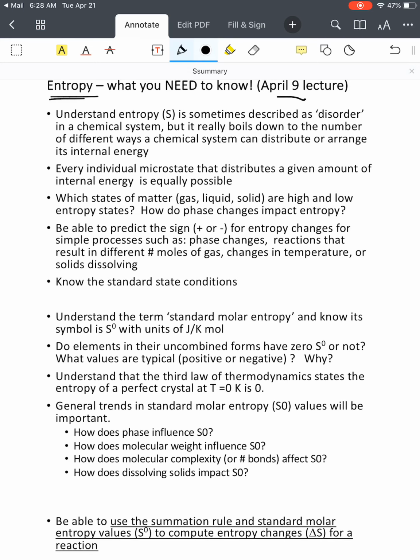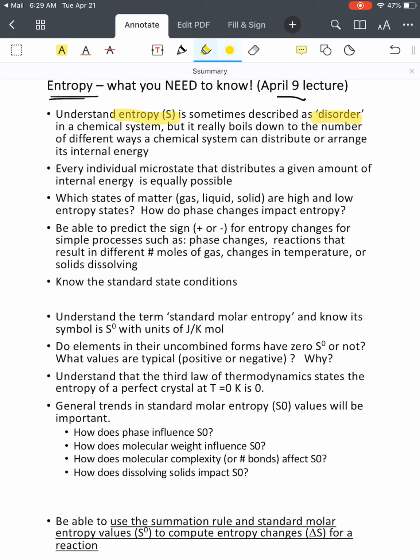All right, the first thing that's pretty important is to have a general conceptual understanding of this concept of entropy. Entropy, of course, is given the symbol capital S in all of our equations. It's oftentimes referred to as a disorder in a chemical system. It's really convenient to think of it that way.